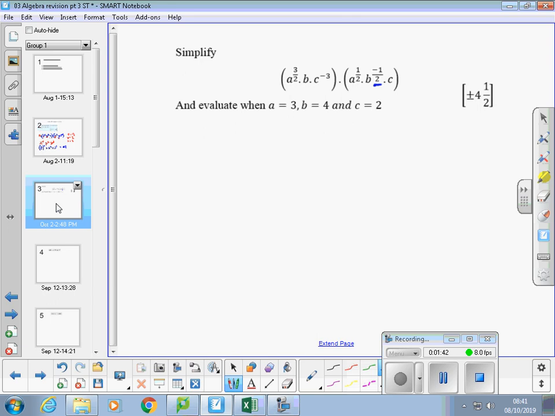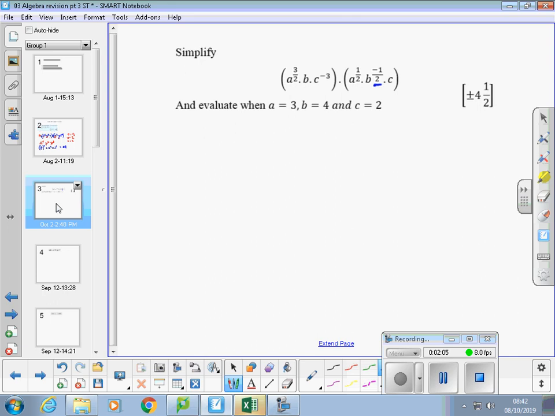And before you start that problem, I asked the question, why is the answer plus or minus 4.5? And that's kind of why I wanted to pick that one out as an example. So we'll work through that now, and then I can explain why that's plus or minus 4.5.